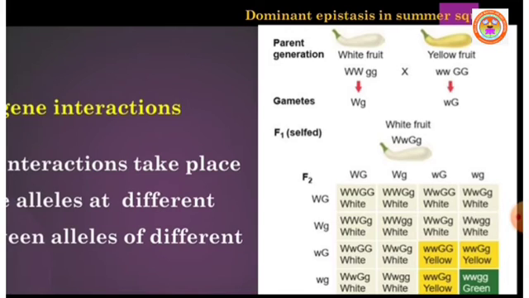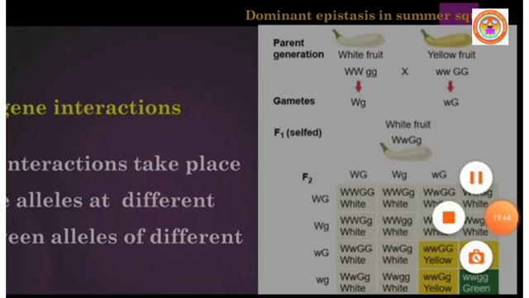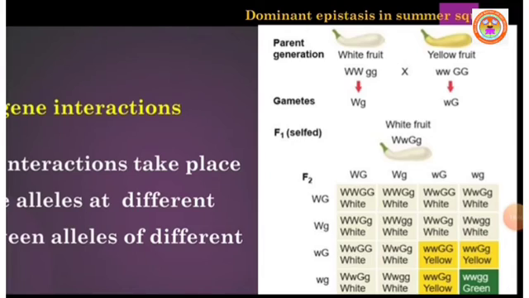to produce the white color in fruit in summer squash, only one dominant allele capital W is enough. So if only one dominant allele capital W is present, definitely the color of the fruit will be white, since it is an epistatic gene. So the phenotype of the F1 generation is that the fruit color is always white because of the dominant allele, which is epistatic, called capital W. All were white color fruits.